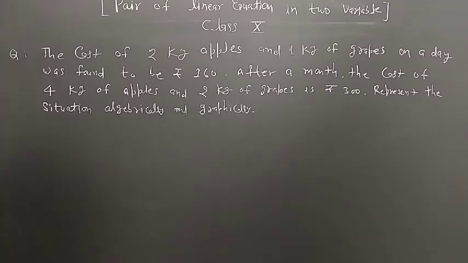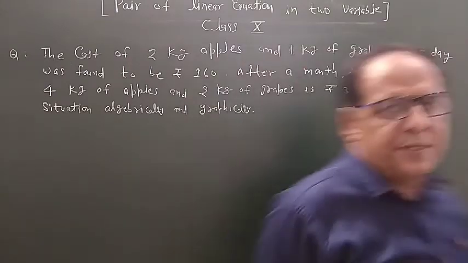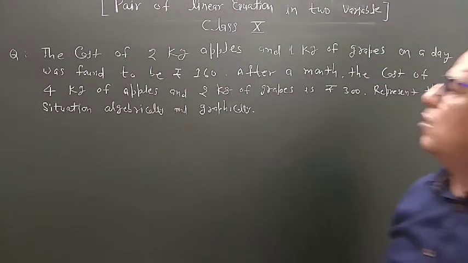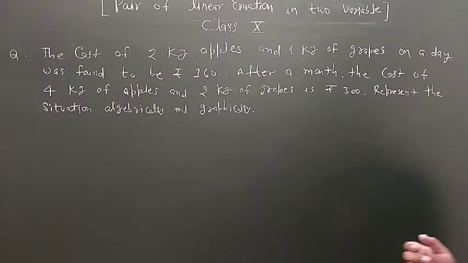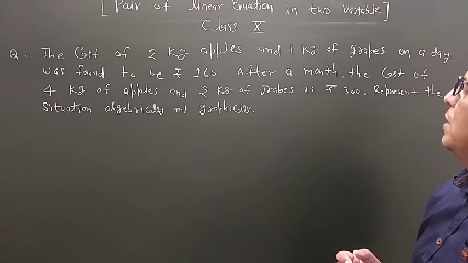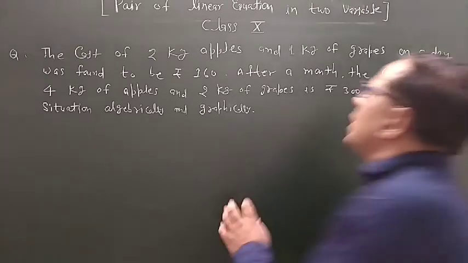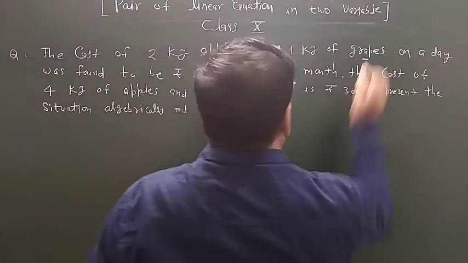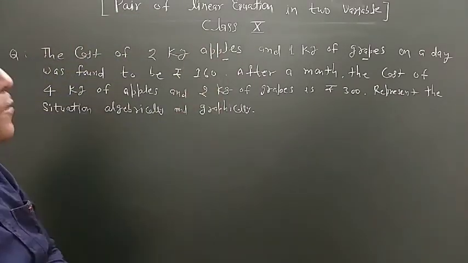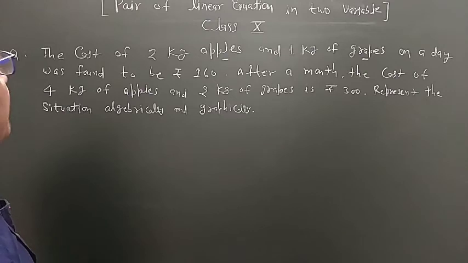Now I am taking the next question, based on algebraic and graphical representation of the given data. The cost of 2 kg of apples and 1 kg of grapes on a day was found to be rupees 160. After a month, the cost of 4 kg of apples and 2 kg of grapes is rupees 300. Represent the situation algebraically and graphically. There are two types of fruits, apples and grapes.